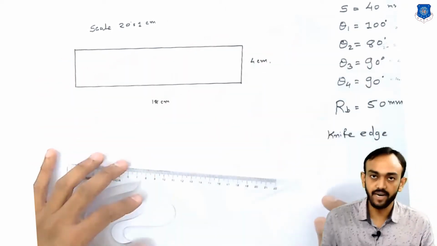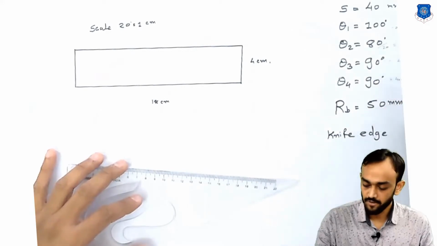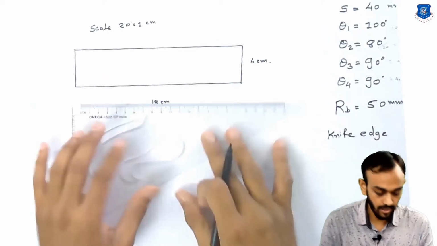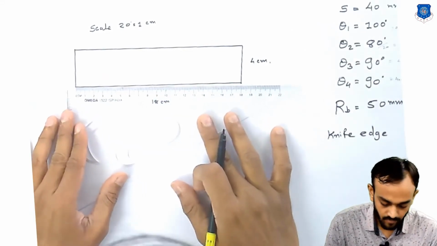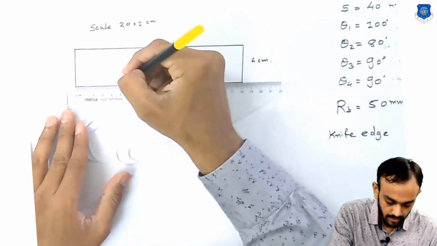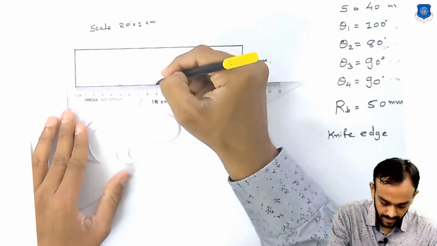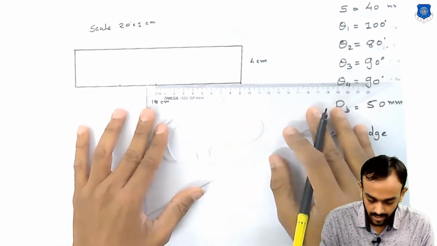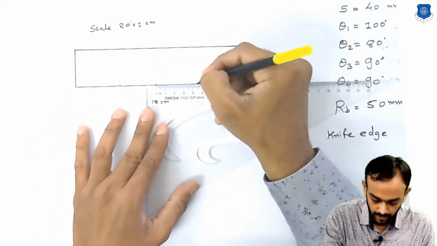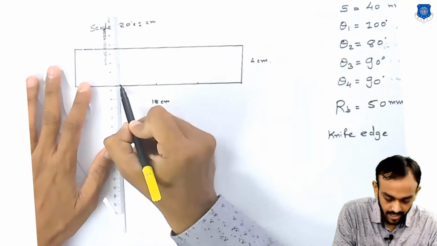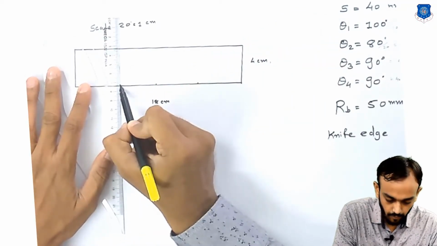Now we will divide this rectangle into 4 parts: 5, 4, 4.5, 4.5. Let's check this. First 5 centimeters, then 4 centimeters, which means 9, and from there 4.5 and 4.5. So let's divide it into 4 partitions.